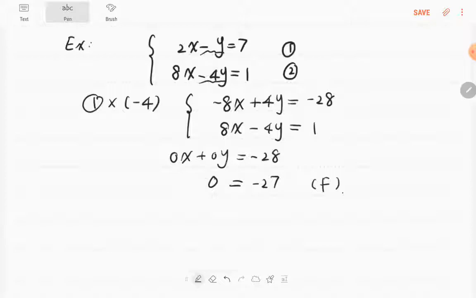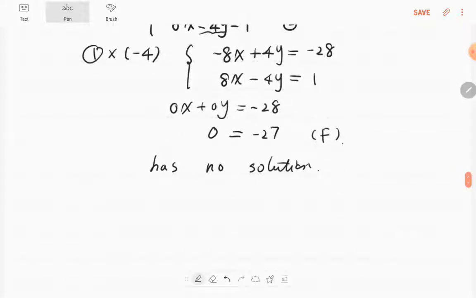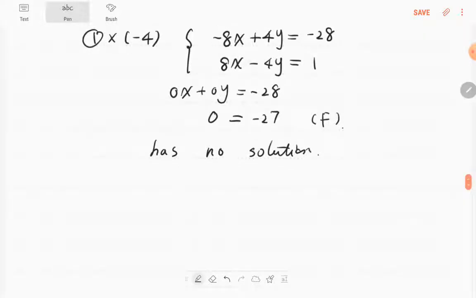If you get something, after you do the addition, where the equation is not true, it's a false statement, then we will get this conclusion. This system has no solution. Because we always get the false statement, that means the system has no solution. Okay? This is a special case, right? Special case. Let's check another one.